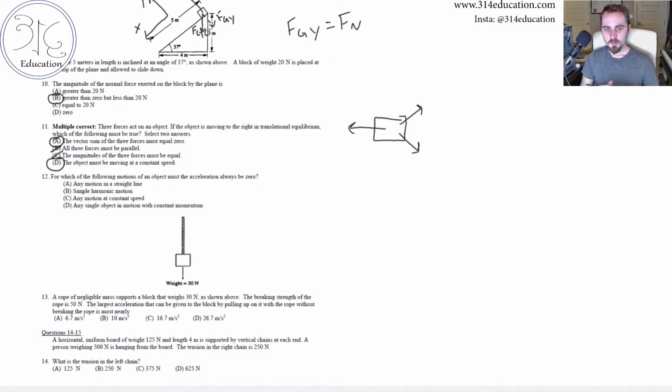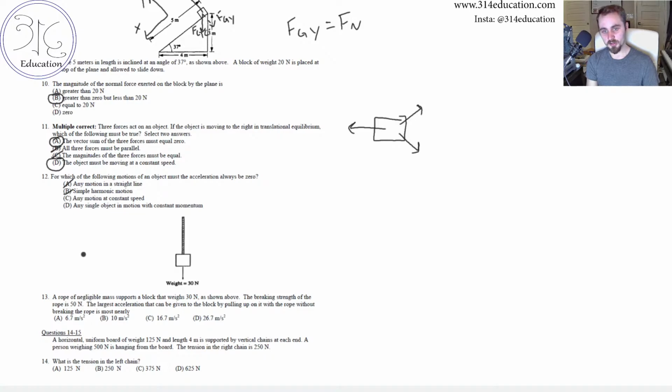Cool, cool. So, 12 asks us, for which of the following motions of an object must the acceleration always be 0? So it's not simple harmonic motion. We'll get into that later, but it's basically constantly accelerating. Any motion in a straight line? No, we can have acceleration in a straight line. We just think of like a drag racer. Think of driving a car out of a red light. You accelerate in a straight line. You can have non-zero acceleration.